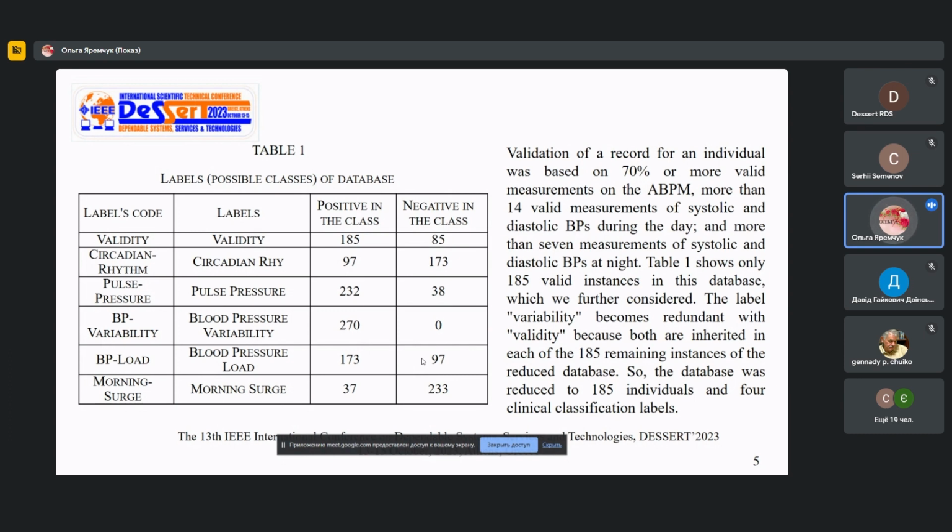You can see the label variability was considered redundant and removed, resulting in a reduced dataset with 185 individuals and four clinical classification labels. The label variability becomes redundant with validity because both of them are inherited in each of the 185 remaining instances of the reduced database.